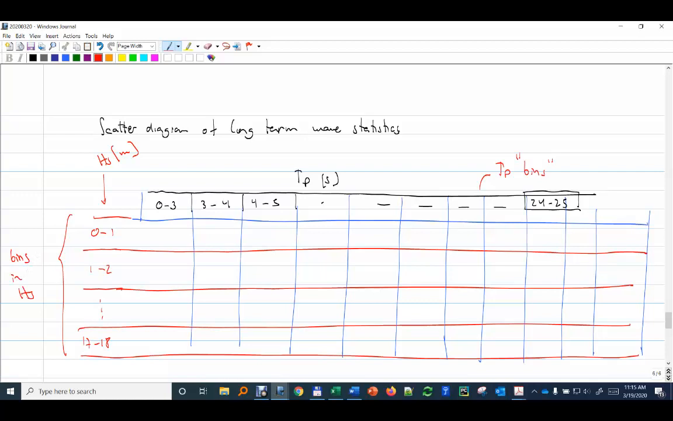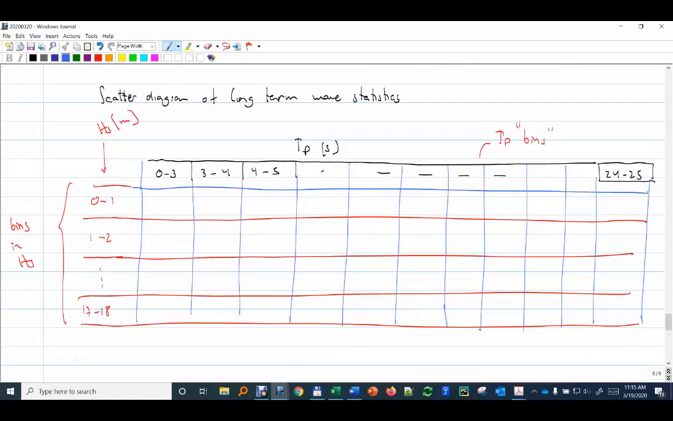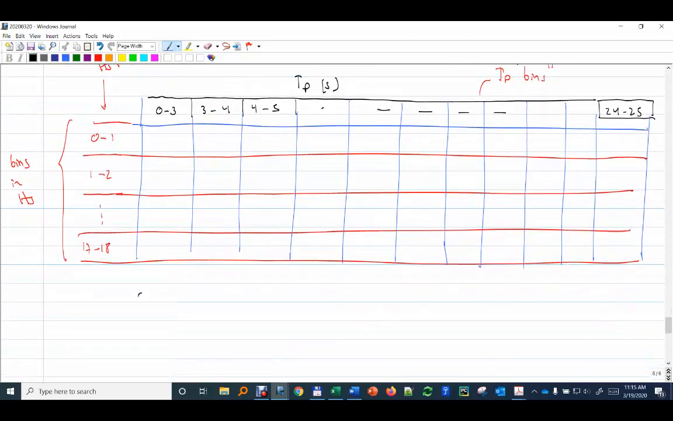Bins in HS. Okay, so then I start to... Okay, so then I have to start to classify all the data that I have. In this case, if I have 5,000 data points, then I have to start to characterize where they're going to fit. So then I classify each data point I have in each box.